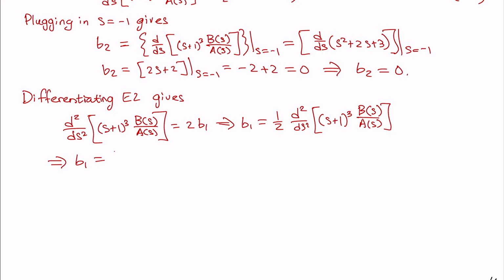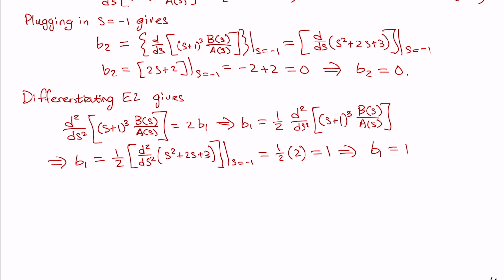So b1 is going to be equal to 1/2 d^2/ds^2 applied to this s^2 plus 2s plus 3, and now evaluated at s equals -1. This ends up being 1/2 times 2 equal to 1, such that b1 is equal to 1.